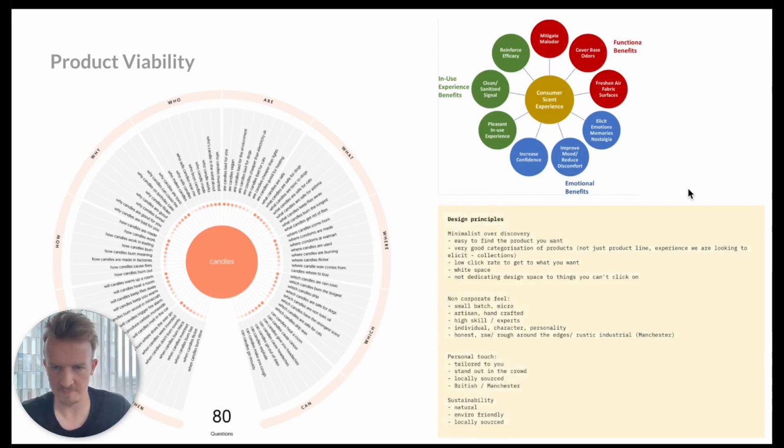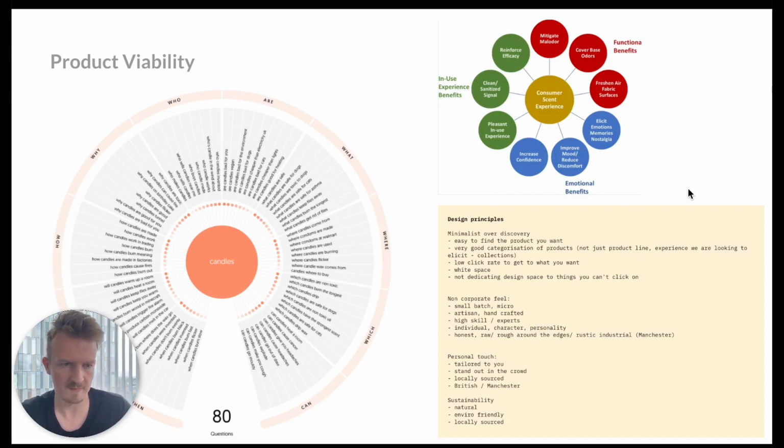I got these design principles that helped out when it comes to designing the product viability. So these are things that I really captured when I did some research: it needs to be easy to find the product. It needs to feel small batch, micro, artisan. It needs to be characteristic. It needs to be honest, raw when it comes to my kind of rustic feel of the product. So these are things that I captured doing that exercise, trying to capture all these little niche elements and going, okay, I can make a candle work.